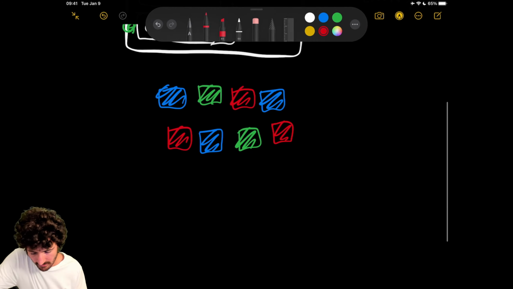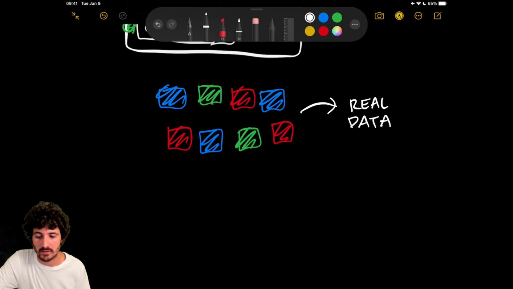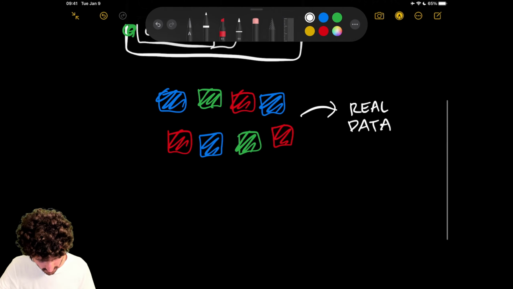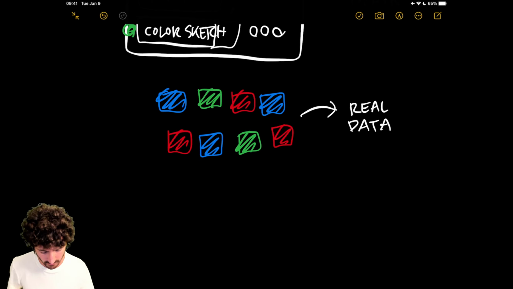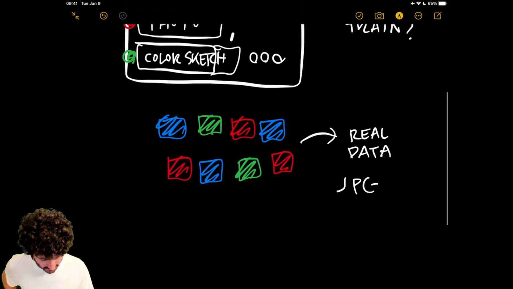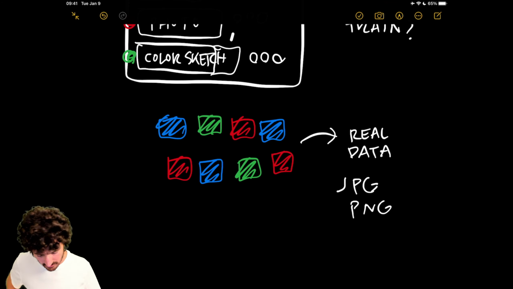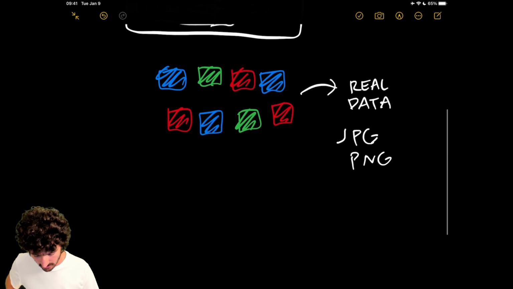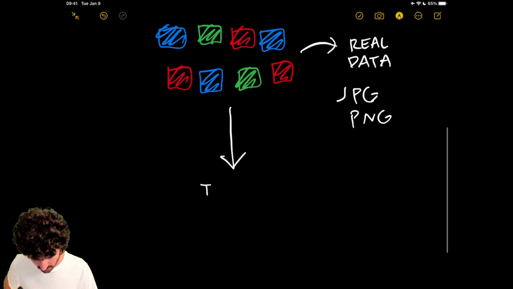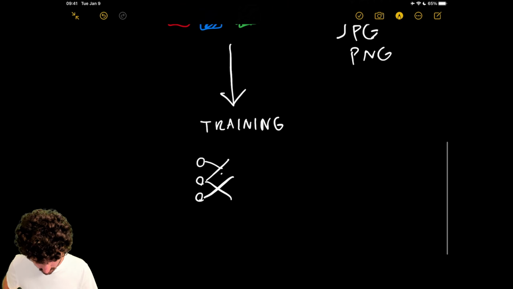So we have a bunch of images, right? So this is our real data. These are images in our computer that might come from your phone, from Photoshop, from your computer, and they might be in formats such as JPEG or PNG or other things. And these images, you're just going to tell Lobe what category they belong to. So Lobe is going to go into the training process, and in the background, it's going to train a neural network, right?